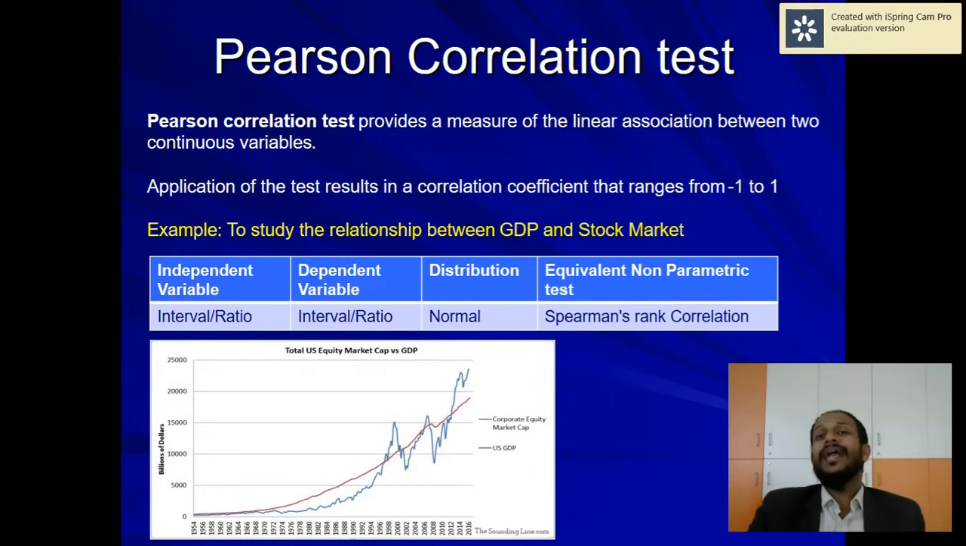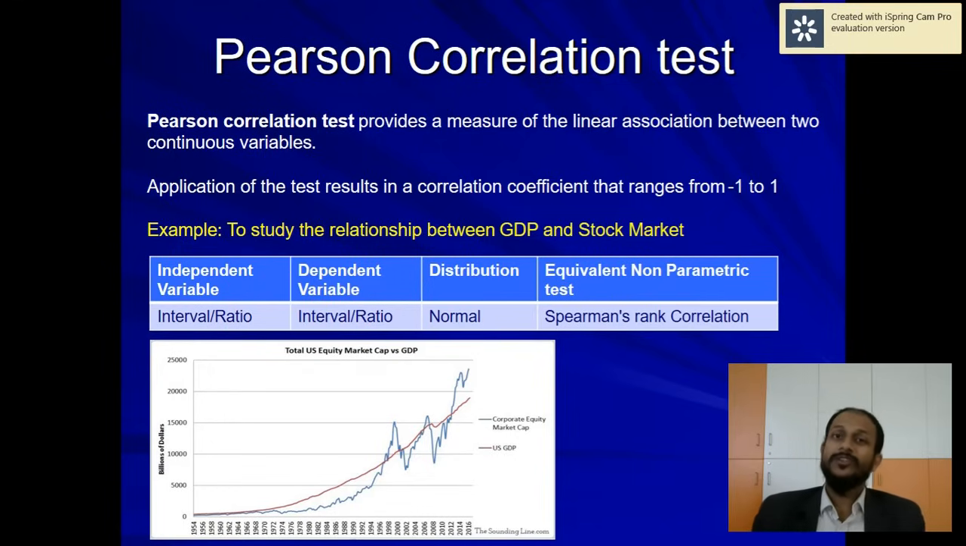The independent and dependent variables should be continuous, meaning they should be either interval or ratio. That's it. The second one is that the data should be normal. That means most of the data should be clustered around the mean, and very few data points fall on either side. How do I check it?